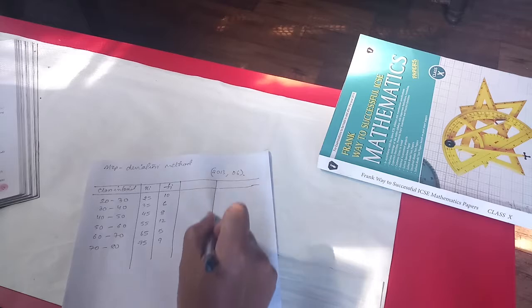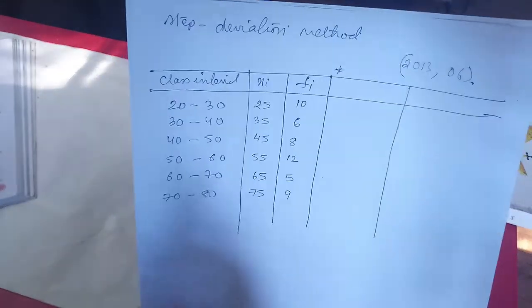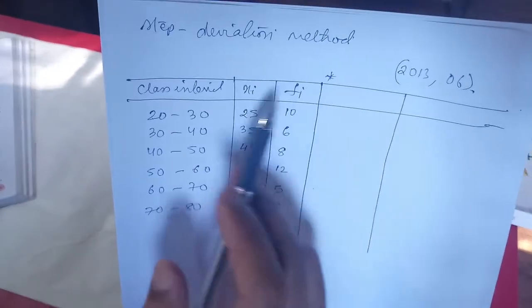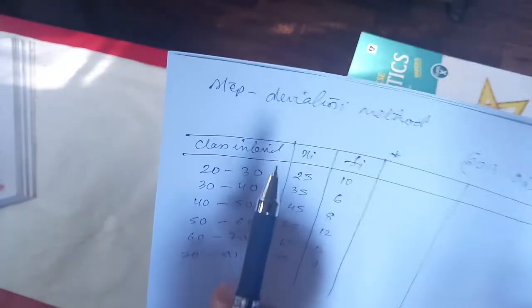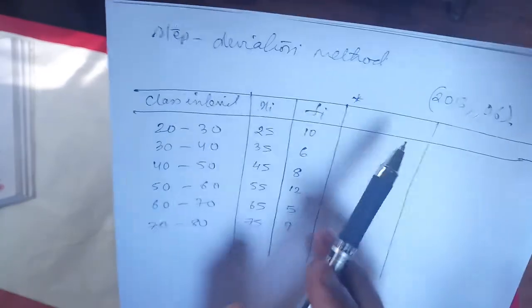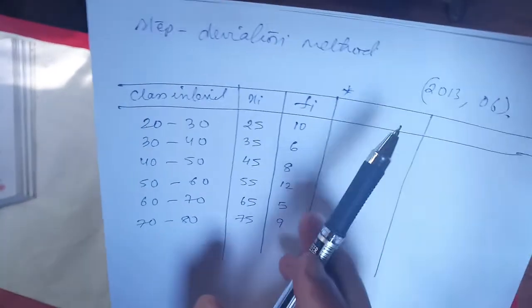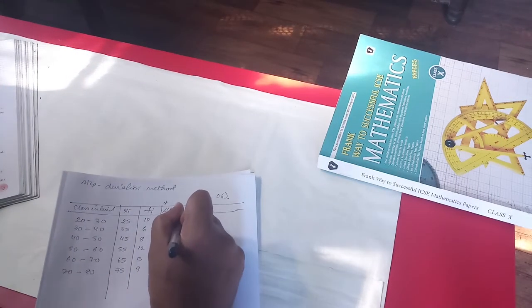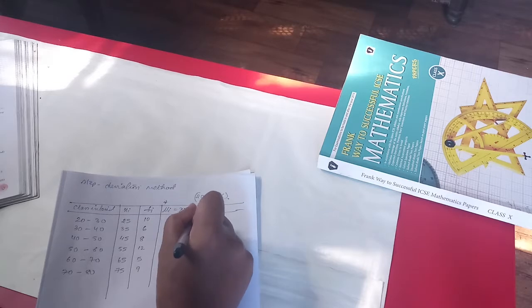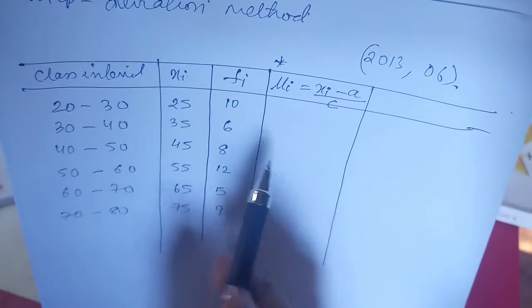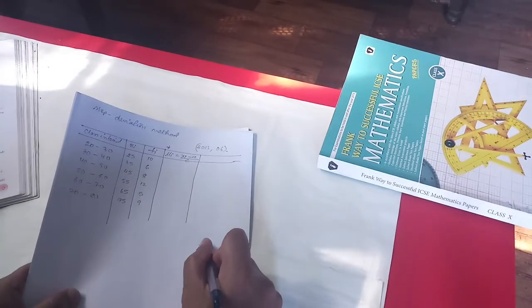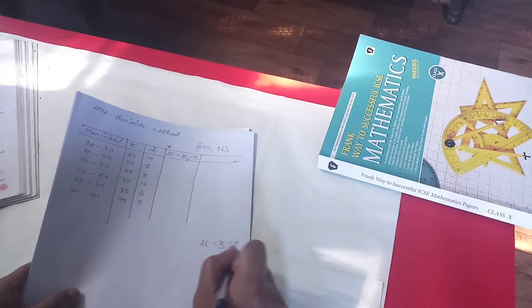Now this is different in the step deviation method. In case of the direct method, we had simply multiplied these two and found the third column. But here, since we are doing the step deviation method, this third column is important. Here we'll give another term, that is ui. ui is xi minus a divided by c. So this formula you have to remember. Let me explain this. What is this ui? So let me write here separately. xi minus a upon c.